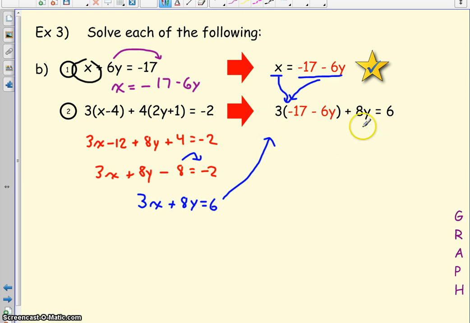The 3 gets distributed through this bracket here, so I get negative 51, 3 times negative 17, minus 18y, plus 8y equals 6. Okay, so let's keep solving here. Negative 18y plus 8y is negative 10y.